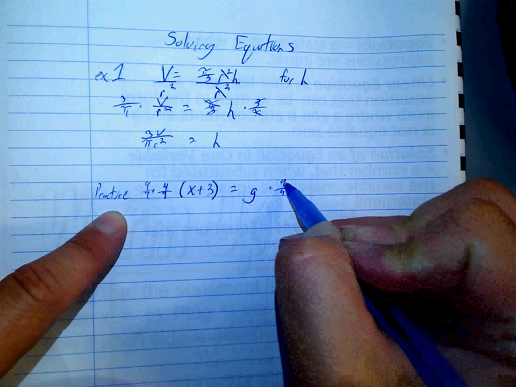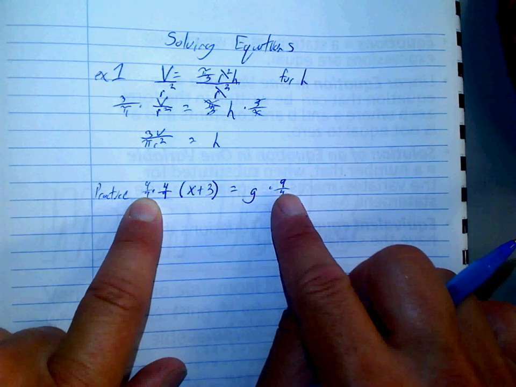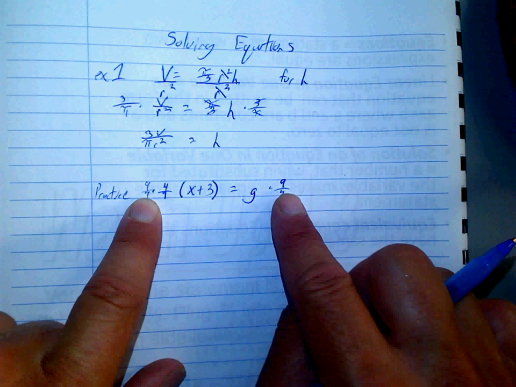Multiplying both sides by 9/4. Anybody else like that idea? That's a nice way of going about it. I have a question. Yes, ma'am.